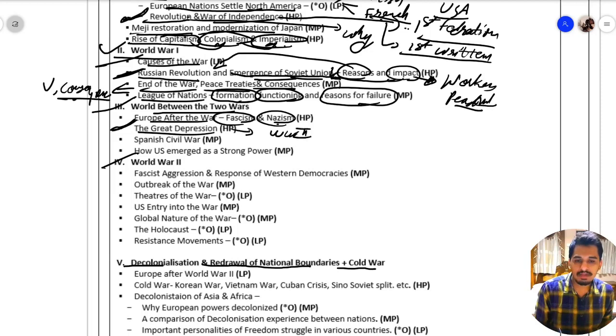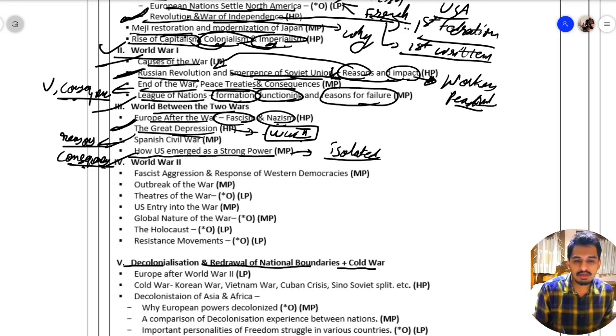This was one of the major factors which led to World War II, the Great Depression. Then we have the Spanish Civil War. In this you should know what were the reasons for the war, what were its consequences, etc. Then you should know how the US emerged as a strong power between both the world wars. One of the reasons was that the USA was isolated from the destruction of the war.